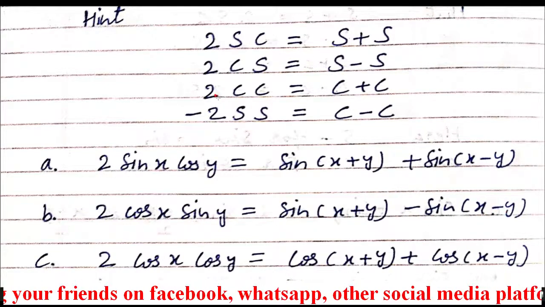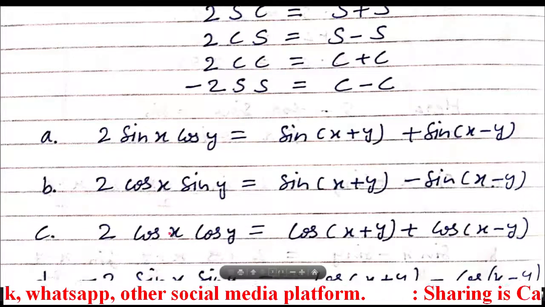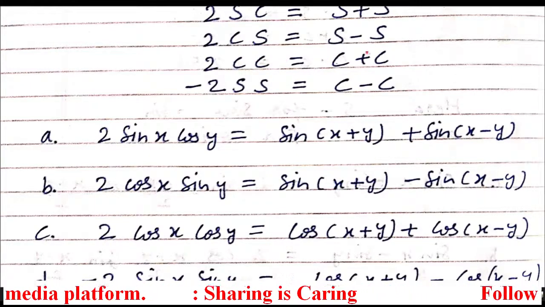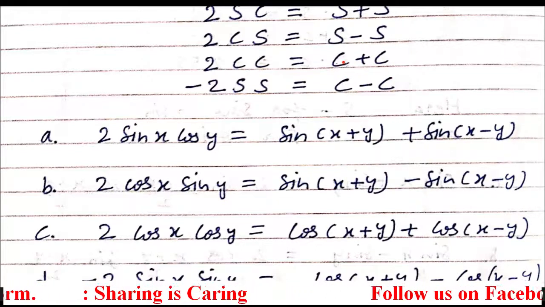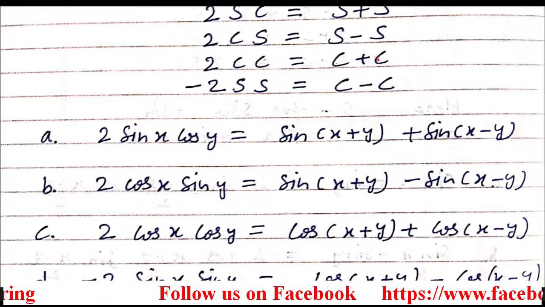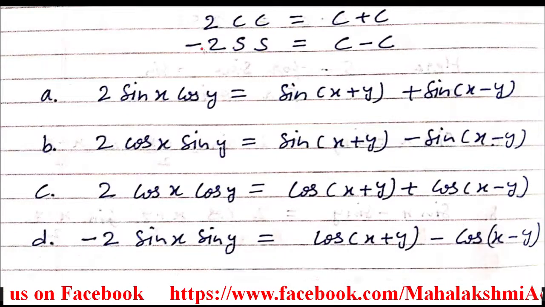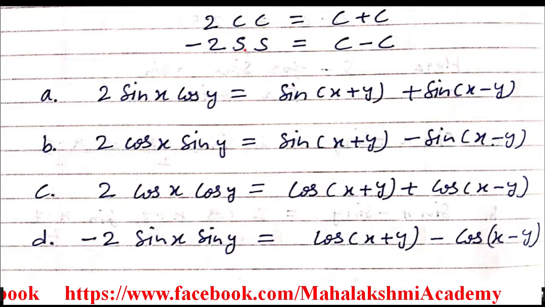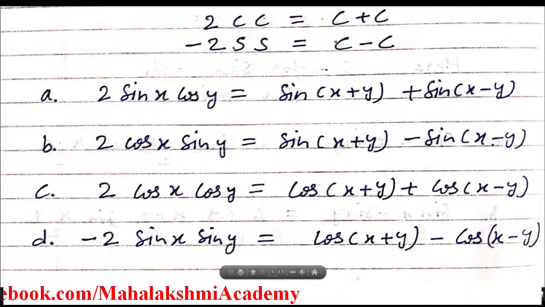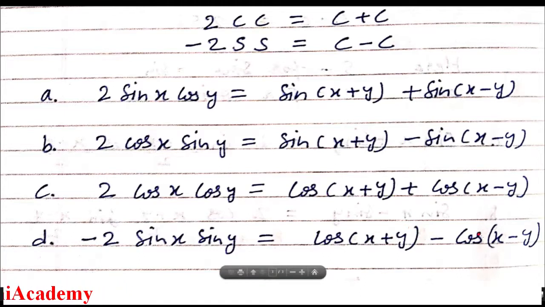In the same way, 2cc means 2 cos x cos y is equal to, now when the same ratios come, in the right hand side only cos comes, and if alternate ratios come, only sin is there. So just compare and learn. So c plus c, that means cos (x plus y) plus cos (x minus y). Now there is only one formula with a minus sign, that is minus 2ss, that is minus 2 sin x sin y is equal to, in the right hand side, c minus c, that is cos (x plus y) minus cos (x minus y).